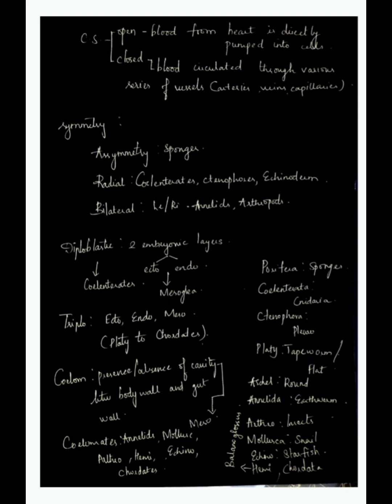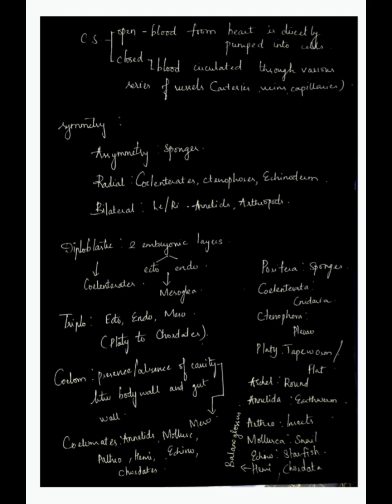The next thing is symmetry. Symmetry is nothing but the arrangement of our body. Some animals cannot be divided into two halves in any manner. They can't be divided into left and right or up and down. You can't divide the animal ventrally or laterally. Those animals which can't be divided in either longitudinal or latitudinal planes are called asymmetrical, like sponges. Sponges are asymmetrical because you can't divide them into two halves.